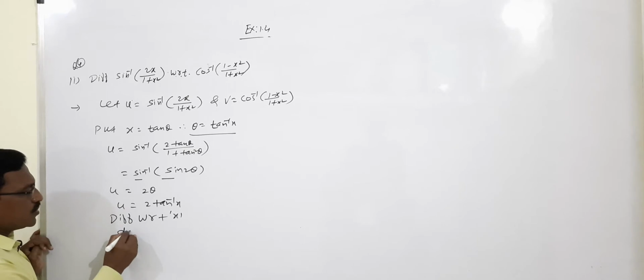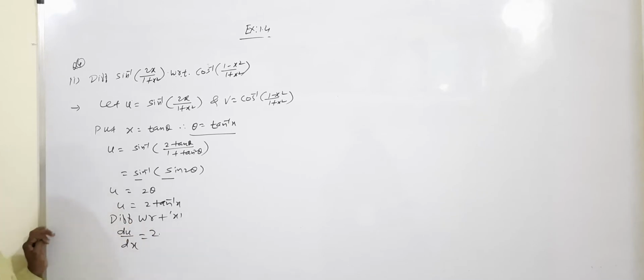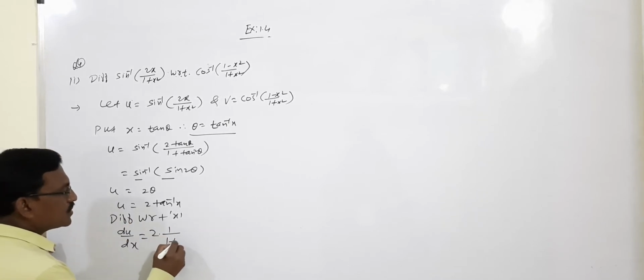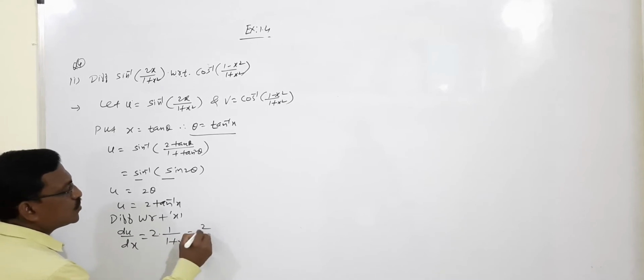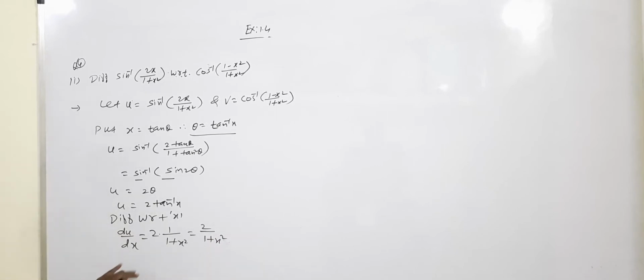So the derivative of u with respect to x, du by dx, is equal to 2 (constant as it is) times the derivative of tan inverse x, which is 1 upon 1 plus x square. So du by dx is 2 upon 1 plus x square.